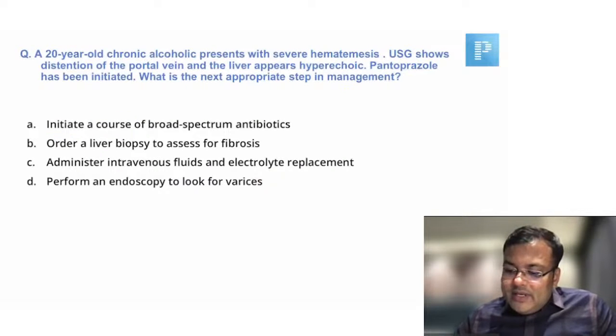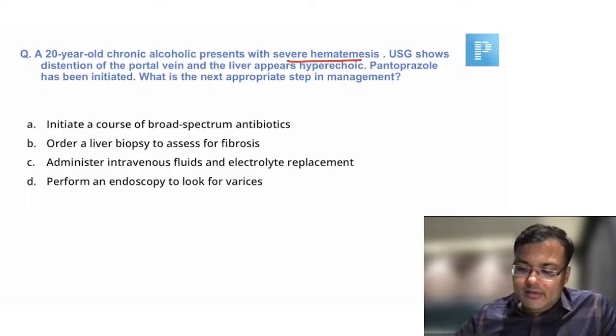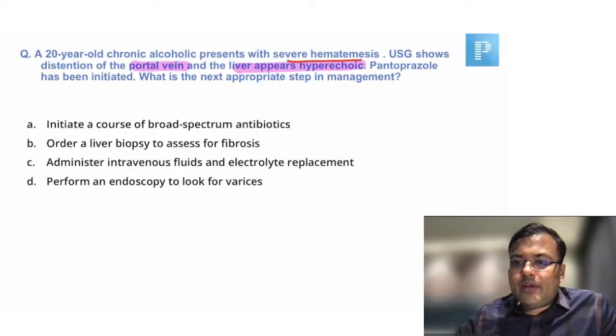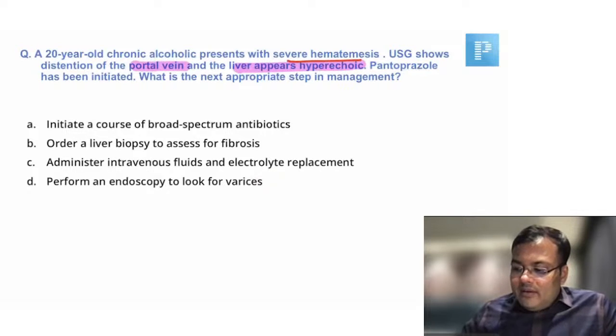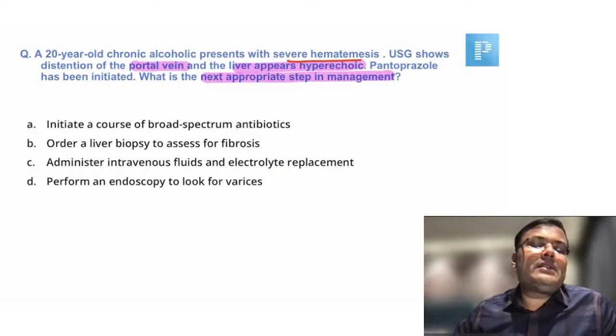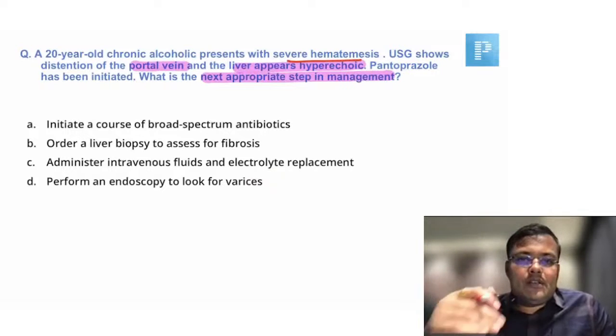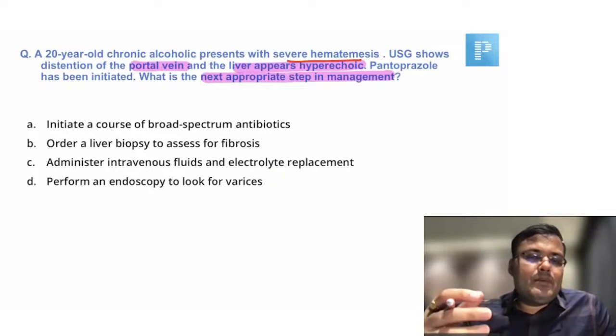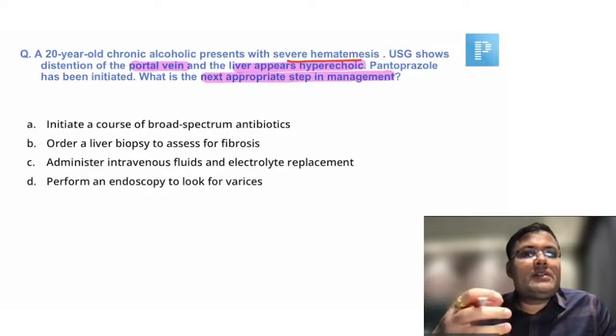Next, a 20 years old chronic alcoholic presents with severe hematemesis. Ultrasound shows distension of portal vein and liver appears hyperechoic. Okay, guys? Pantoprazole has been initiated. Next appropriate step. So whenever there is upper GI bleeding, what is the first investigation done? In the patients of upper GI bleeding, the first investigation done is endoscopy.